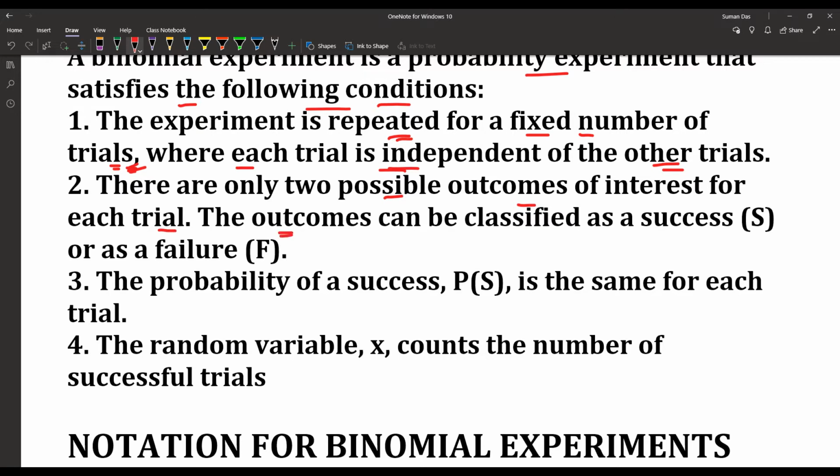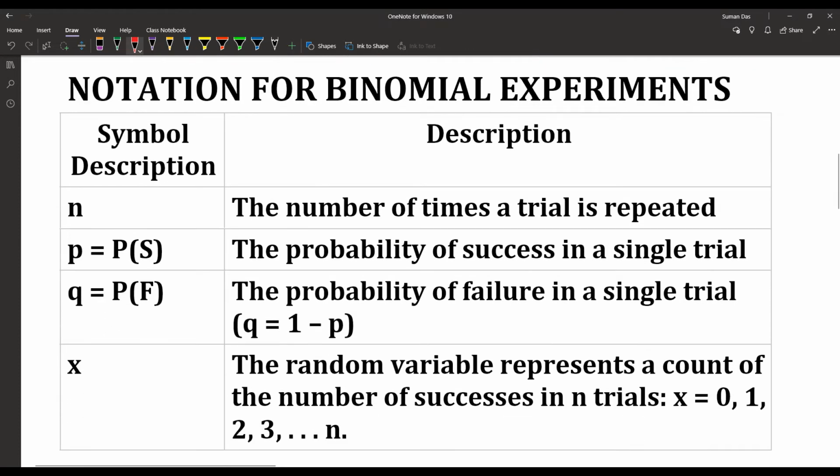The outcomes can be classified as a success or as a failure. The third one, the probability of a success, that is treated as P(S), is the same for each trial. That means the probability of success is constant for each trial, and the random variable X counts the number of successful trials. Now, what is the notation for the binomial experiment?